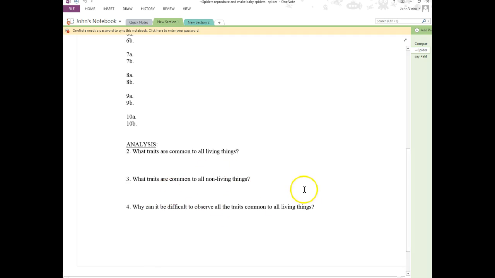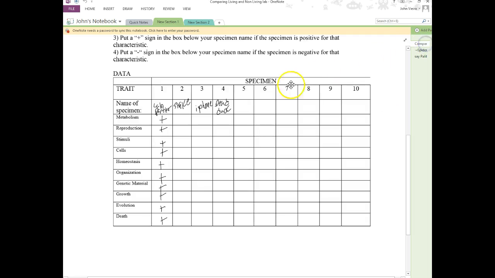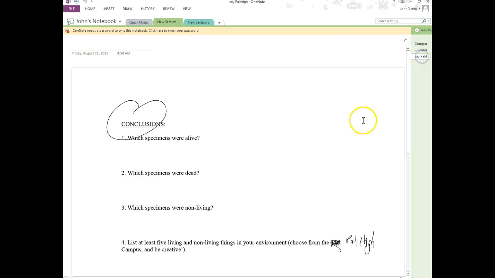Why can it be difficult to observe all the traits? A couple answers to that. It's kind of difficult to observe metabolism because it's hard to see the chemical reactions that go on inside of cells. It might be hard to observe cells unless you have the proper tools like microscopes. If I'm looking at a plant in front of me, I know that it grows, but I can't really see that it's growing unless I have some sort of time lapse that fast forwards over time. So some of these traits are harder to observe than others.